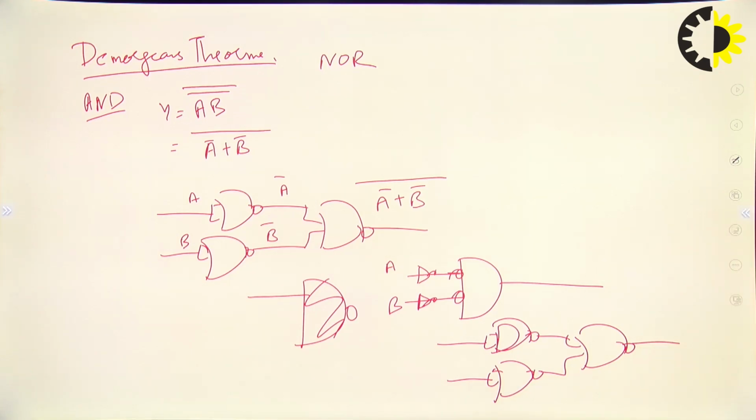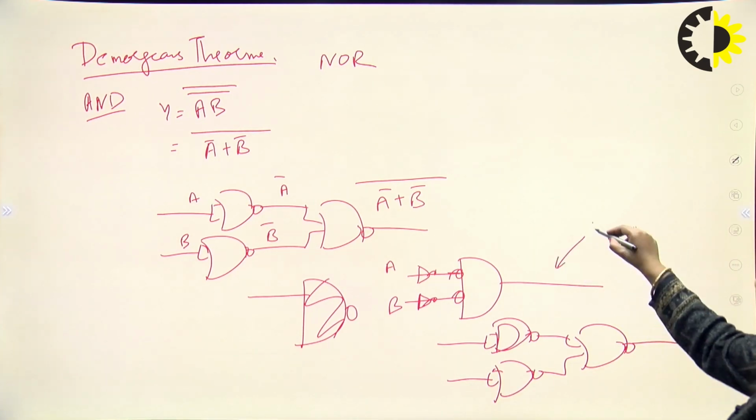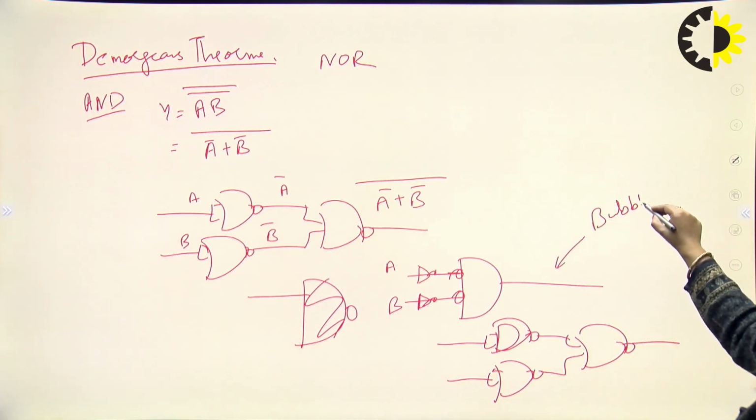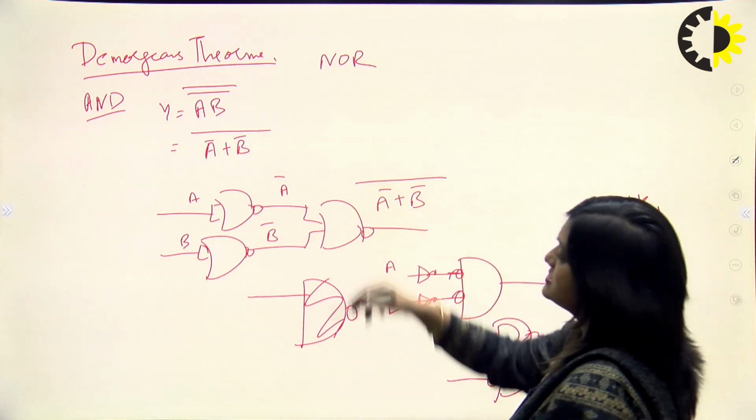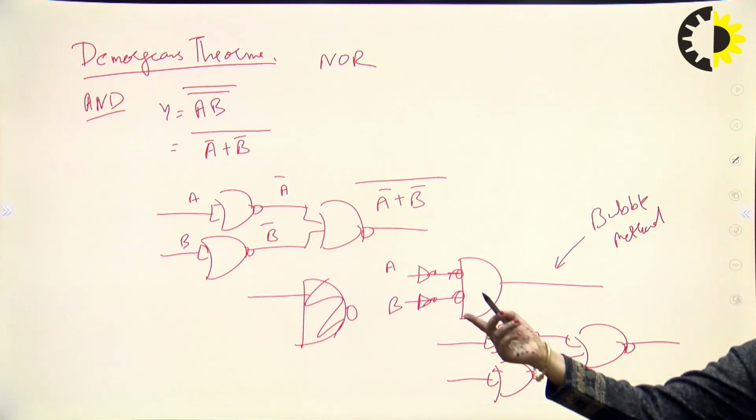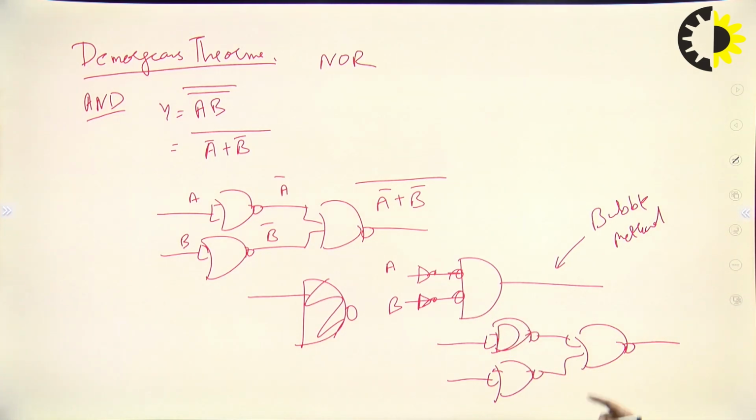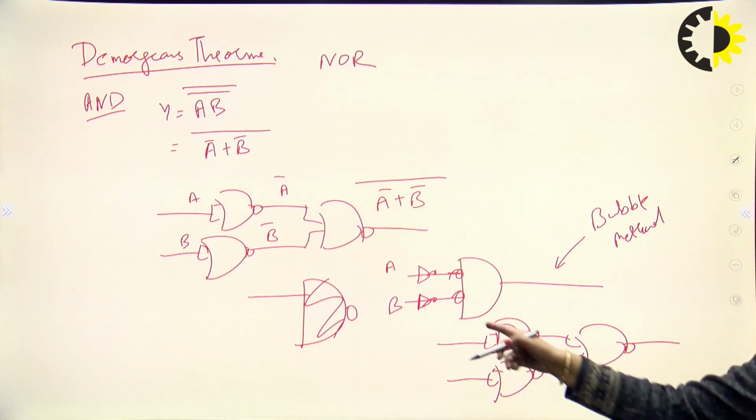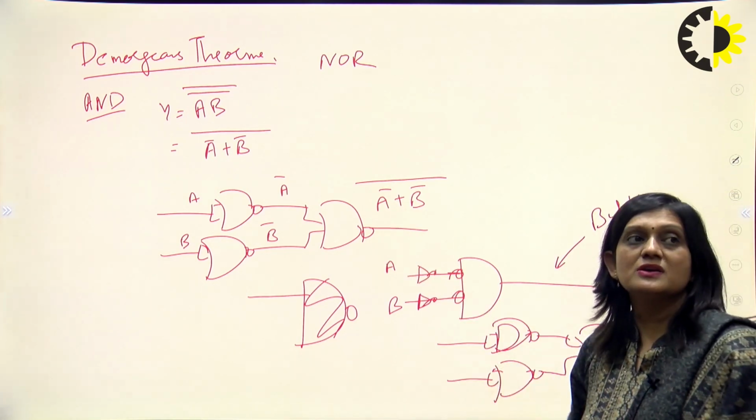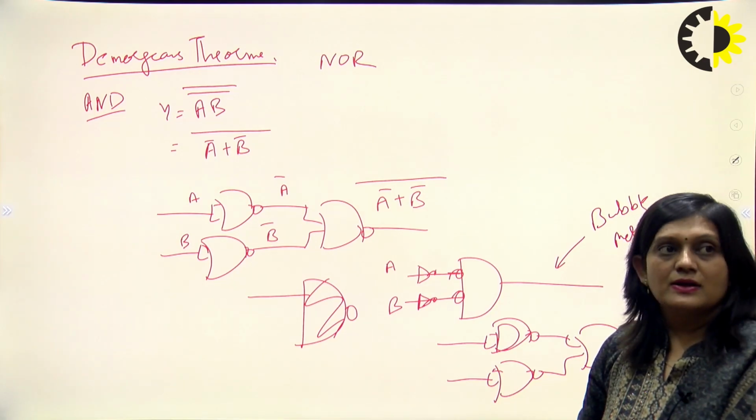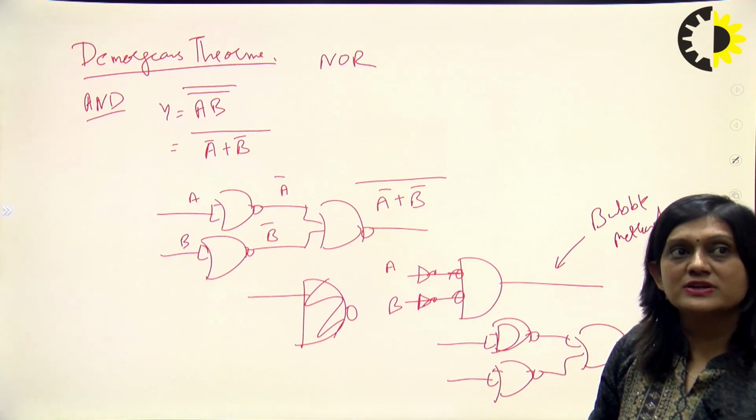So this was using the bubble method, and this was using De Morgan's. So we can see by using De Morgan's or by using the bubble method, the same design will be there, the same number of gates will be there. So we can go for the bubble method or we can go for the De Morgan's theorem. Like this was for the AND gate using NOR gate.